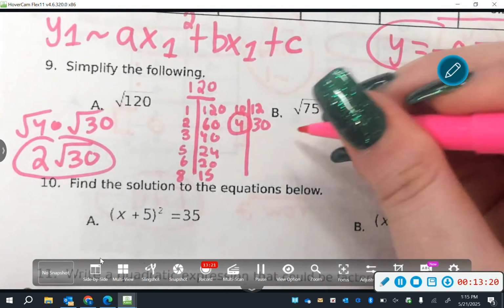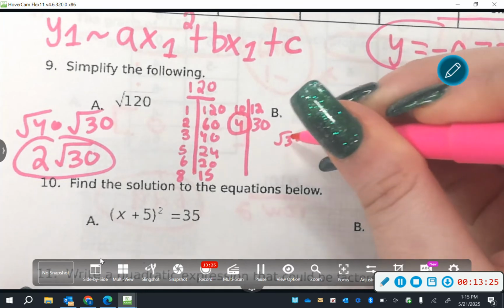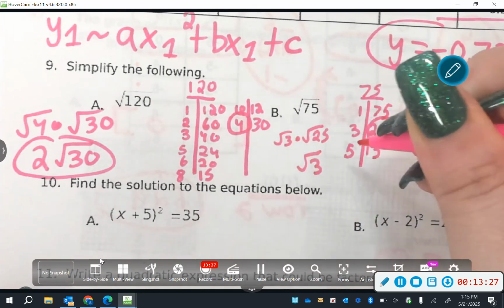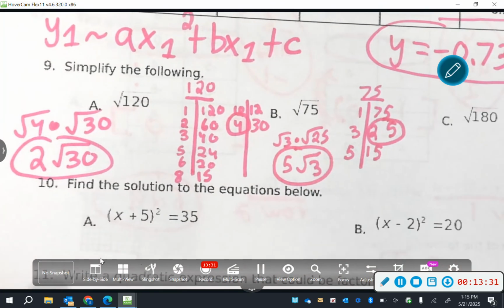25. So that would be square root of 3 times the square root of 25. The square root of 3 gives me a decimal, so I'm going to leave it alone. The square root of 25, if I plug it in, gives me 5.